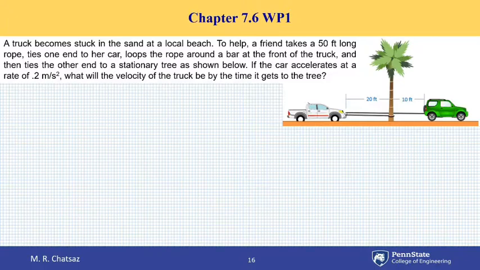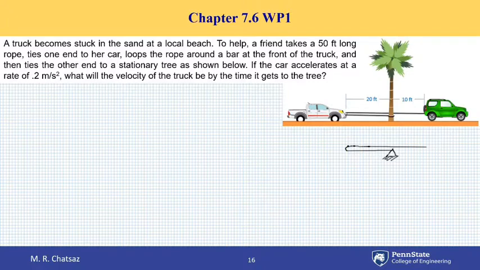So what I want to do is draw the top view of the situation. Suppose this is where the tree is. Let this be a stationary point, and let this represent the rope. Let's say the rope goes all the way here, wraps around a bar in front of the truck, and then is brought all the way back. The other end is tied to the car, to the friend's car.